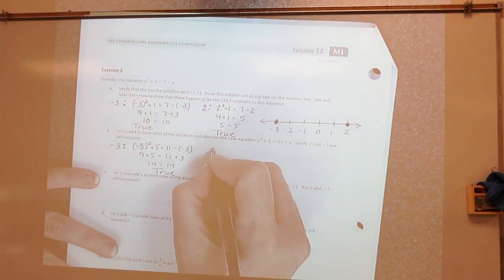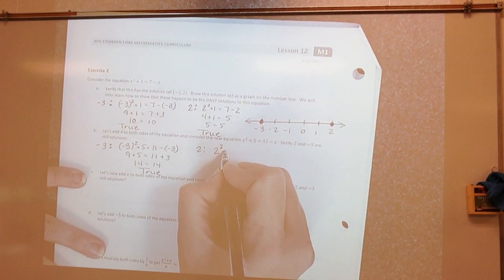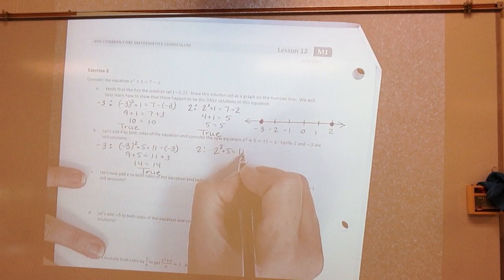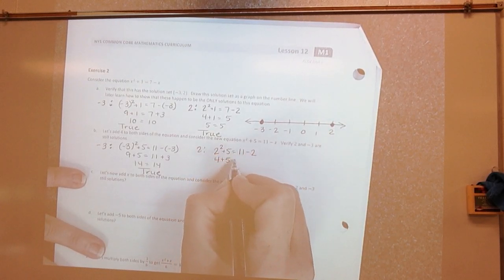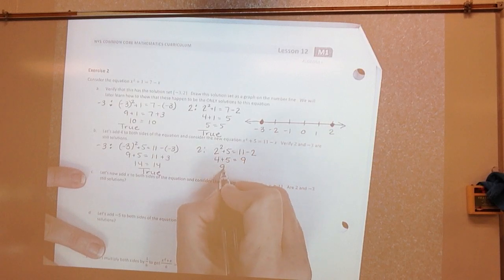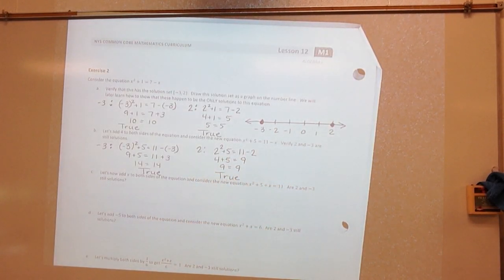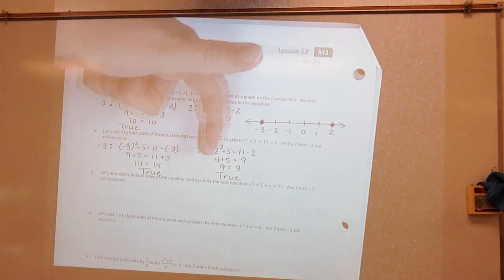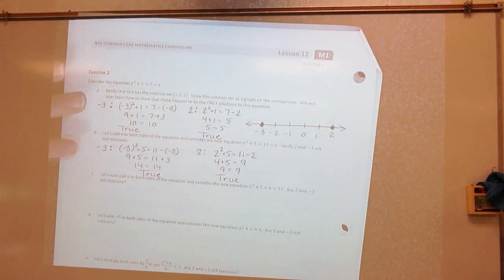Let's see if 2 is still true. 2 squared plus 5 is equal to 11 minus 2. 2 squared is 4. So 4 plus 5 is 9 is equal to 9. And that is also true. So yes, they are still solutions. Because, look what I did: I added 4 to both sides.